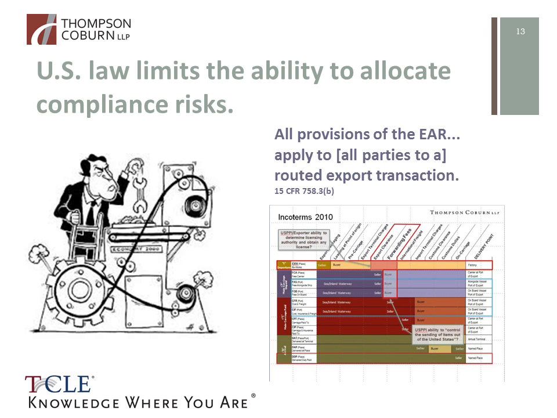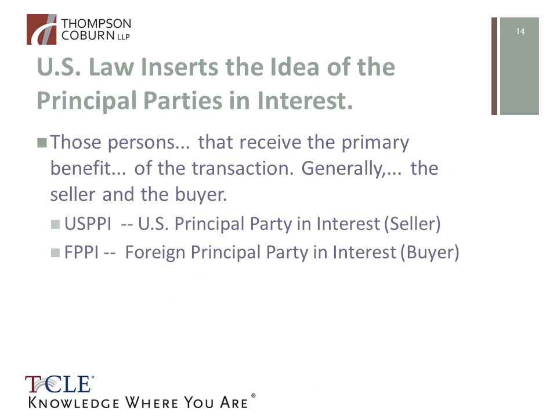So while the E term would appear to say the buyer has taken on all those responsibilities, under U.S. law that's not the case. U.S. law inserts the idea, instead of buyer and seller, of principal parties and interests. Those are the parties that receive the primary benefit, financial generally, of the transaction. These are generally the seller and the buyer. We refer to them as the U.S. principal party and interest, which is generally the seller, and the foreign principal party and interest, that's generally the buyer. Not always that clear, but the U.S. principal party and interest retains many of the export control obligations regardless of the terms of sale.